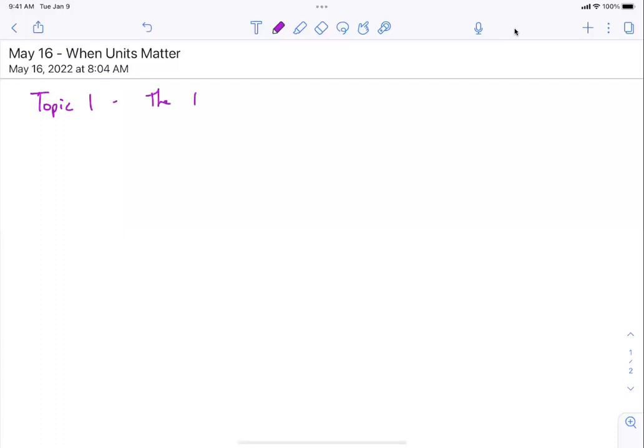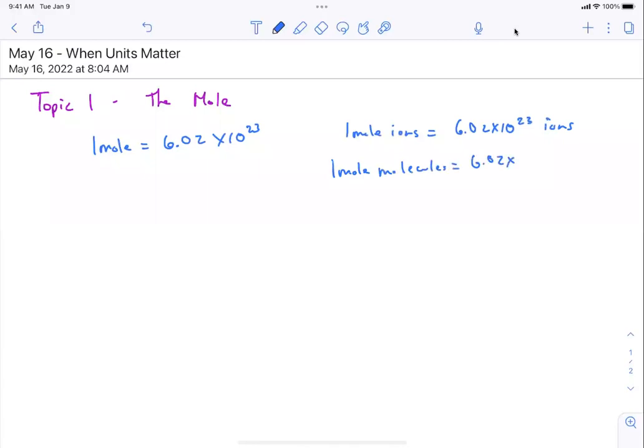the first unit is topic 1, the mole, okay? And one of the things that we do want to emphasize is the idea of Avogadro's number. 1 mole is equal to 6.02 times 10 to the 23. Now, what you need to understand about the word mole is it equals 6.02 times 10 to the 23 of whatever you're describing. So if you're saying 1 mole of ions, then it's 6.02 times 10 to the 23 ions. If you say 1 mole of molecules, then it's 6.02 times 10 to the 23 molecules. The substance does not change when you're converting across there.